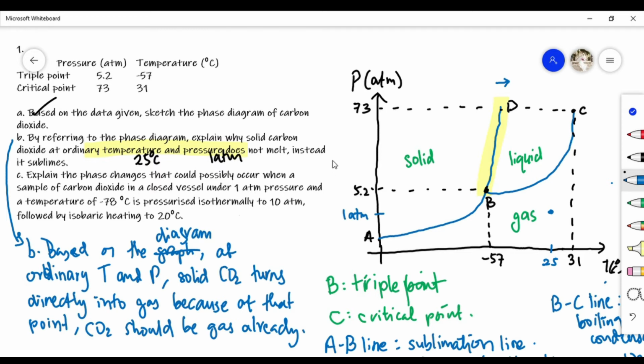Dia mula-mula cakap 1 atm, temperature -78. -78 dekat belakang sini. Dan 1 atm, so dia dekat area sini. So this is our starting point. Katakanlah kita panggil dia P1, let's say P1 kat sini. So ni point yang pertama. So at this point dia adalah solid.